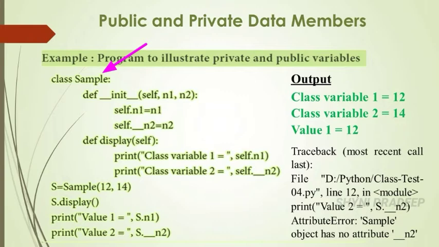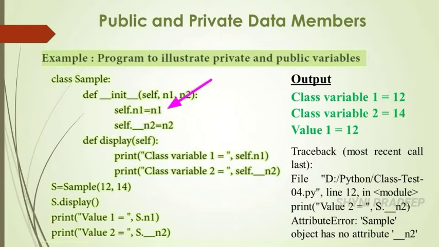Class Sample is the class name. Here the constructor is defined. Here self, n1, n2 are the arguments. You have to pass the values for n1, n2 variables. No need to pass the value for self argument. And next self.n1 is equal to n1. self.__n2 is equal to n2. See here, double underscore is given.